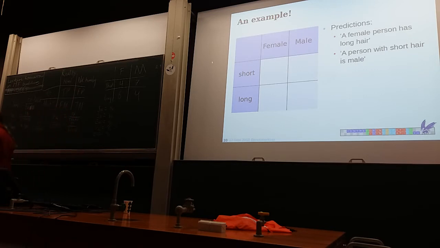For the sake of argument, what would have happened to these scores if we had inverted what we consider to be a positive? So if we had considered long-haired females to be true positives and short-haired males to be true negatives.